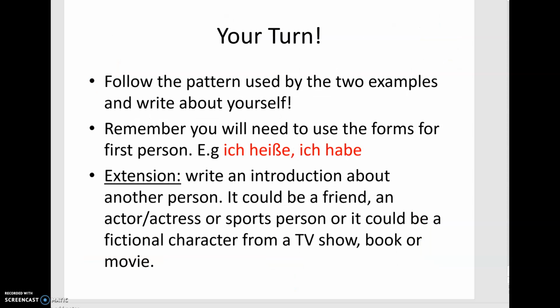Then, your turn. Follow the pattern used by those two examples and write about yourself. Remember, you will need to use the ich forms if you're writing about yourself, to say ich heiße or ich habe, instead of heißt or sie heißt. For extension, if you want to have another go, try and find another person. It could be someone famous, it could be a cartoon character that you like, or it could be a sports person. Find out, and write about their family situation and what pets they have. Have a go. We'll look at it next week.